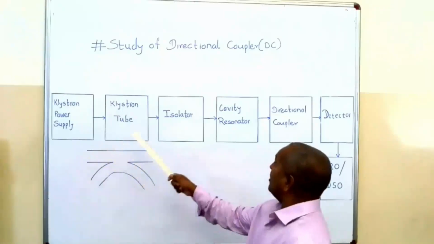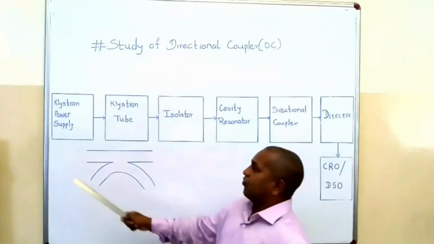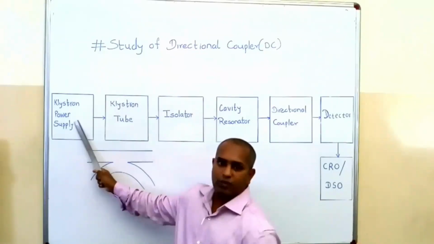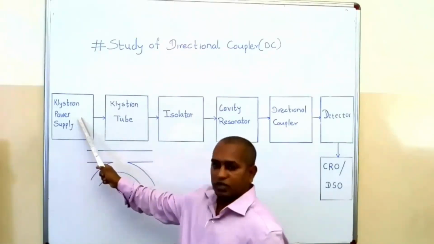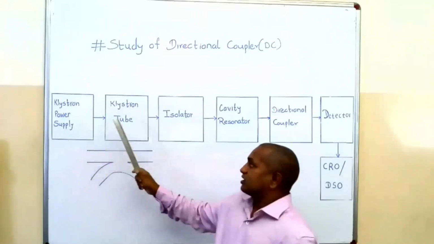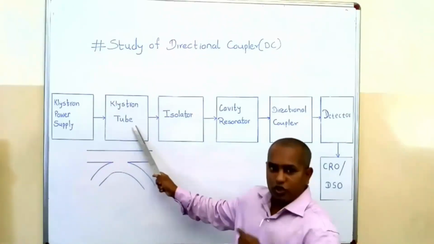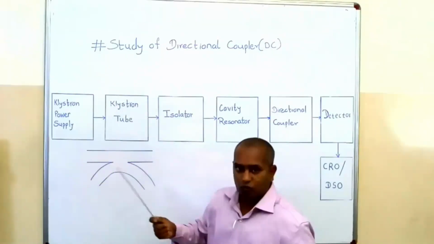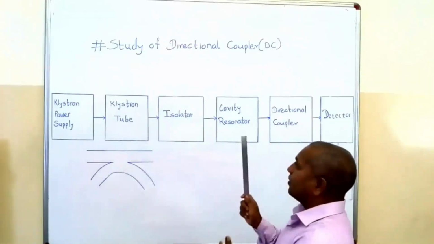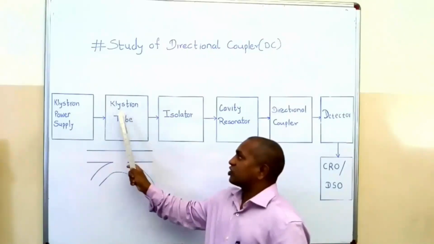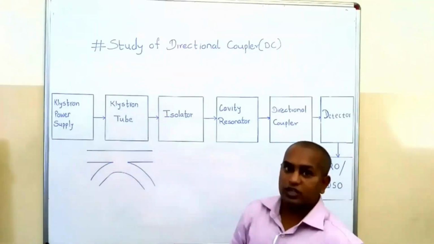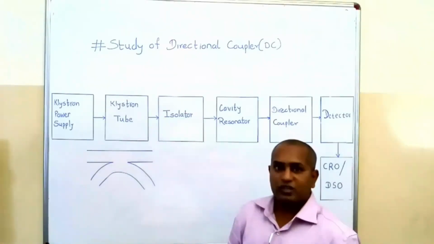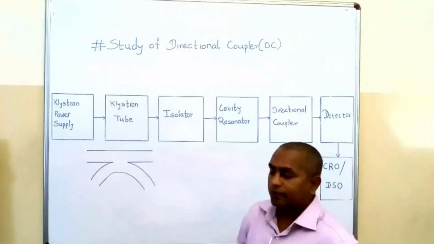In our directional coupler experiment, our first block is a power supply, the klystron tube power supply. We know the operation of the klystron tube power supply. The second block is a klystron tube, also known as a reflex klystron tube. In our experiment we are using the klystron tube as an oscillator. This oscillator generates a microwave signal in the X-band.